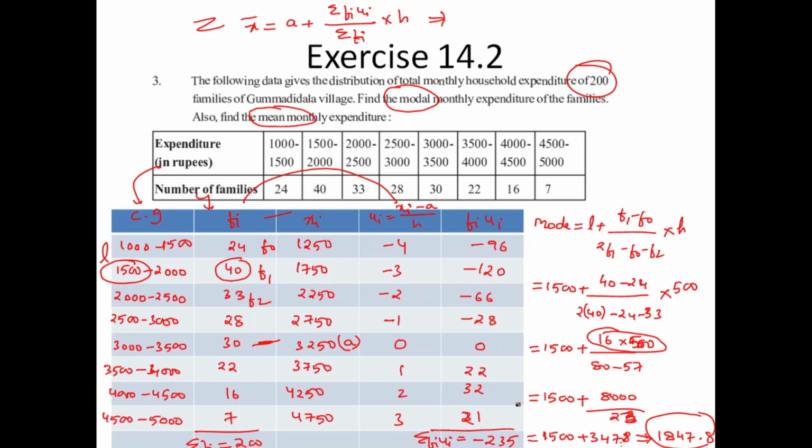Okay, so just substituting everything in the above formula: 3250 plus minus 235 by f_i is 200 into 500. The double zero can be removed directly, and you do 2 into, then divide by 2. So what's left is 3250 minus 587. That would be your required answer. This is 2662.50, the required mean value of the given data.